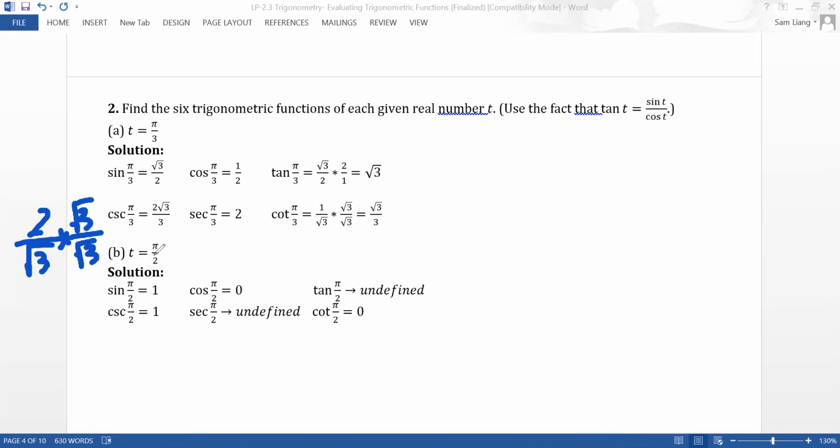Part B, we have 90 degrees or pi over 2. So sine of pi over 2 is 1, cosine of 90 is 0. Tangent, this is going to be undefined, right? Because it's going to be 1 divided by 0, undefined. Cosecant is 1 divided by 1, which is just 1. Easy enough. Secant is 1 divided by 0, which is undefined.